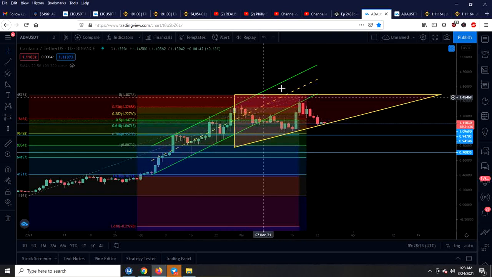Now, the ascending parallel channel that it fell out of, notice how when we fell out, we came back up to the parallel channel, right? So that was a pretty good clue. If somebody wanted to short that, make some quick bucks, there you go. But that being said, here we are.